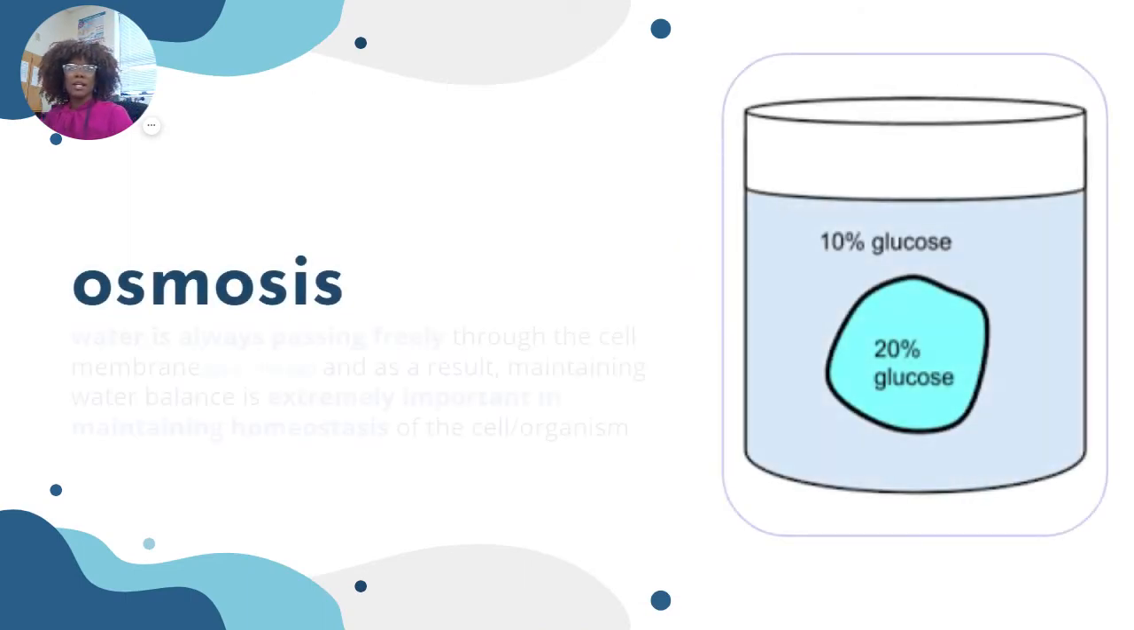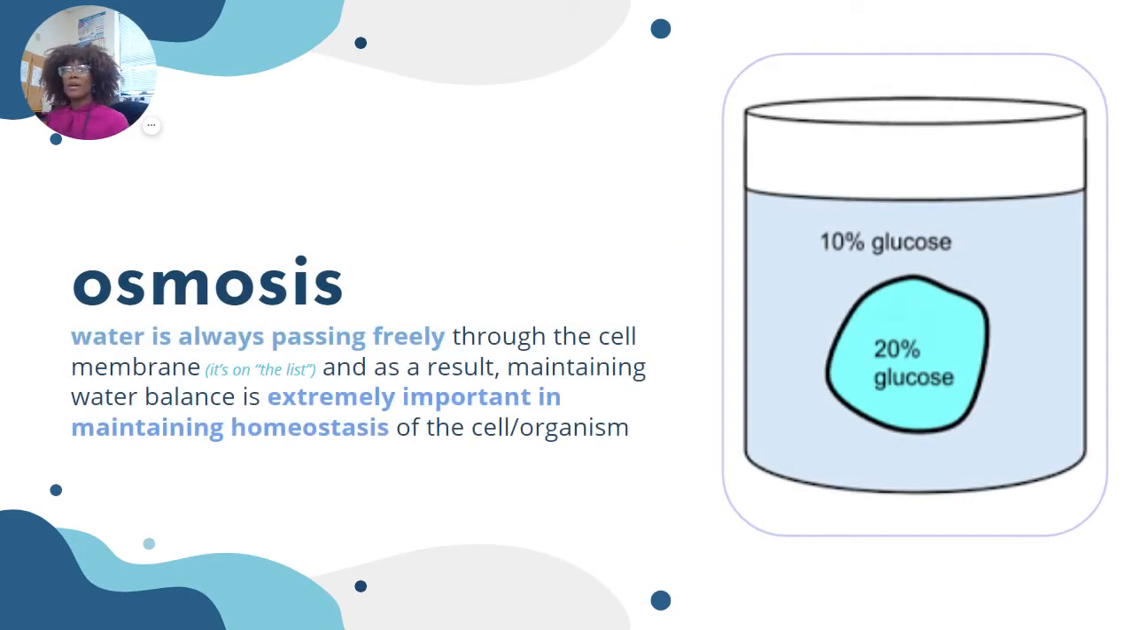Osmosis, again. Water is always passing freely through the cell membrane. It's quote unquote on the list, right? If the cell membrane is the bouncer outside of a club, then water is always on the list. It's always allowed in and out. And as a result, maintaining water balance is extremely important in maintaining homeostasis of the cell and organism.